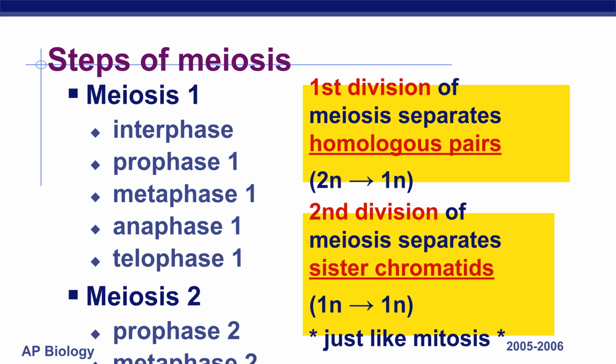Meiosis I includes interphase, prophase I, metaphase I, anaphase I, and telophase I, separating homologous pairs. Meiosis II includes prophase II, metaphase II, anaphase II, and telophase II, separating sister chromatids, much like mitosis.